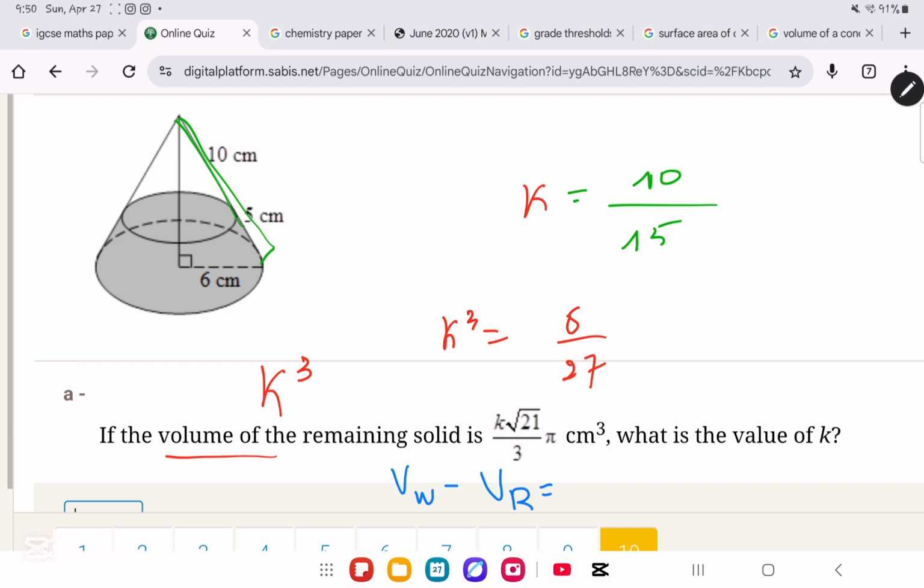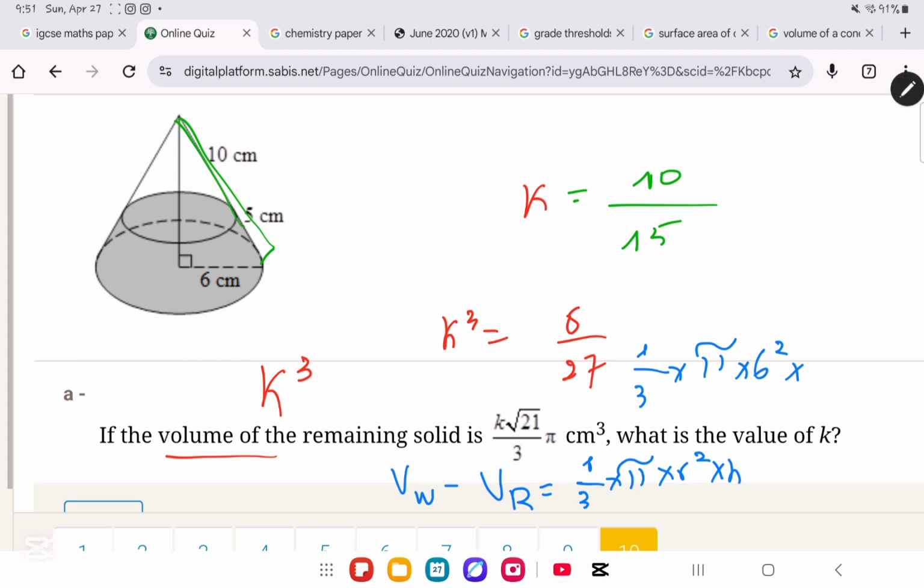So the volume of the whole solid, it's going to be what? The volume of the whole solid is going to be the volume of a cone. We know that the volume of a cone is 1 over 3 times pi times r squared times h. So it's going to be 1 over 3 times pi times 6 squared times h. How do we find the height h?